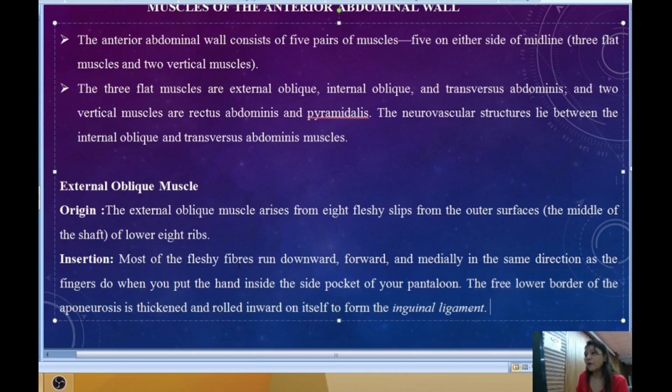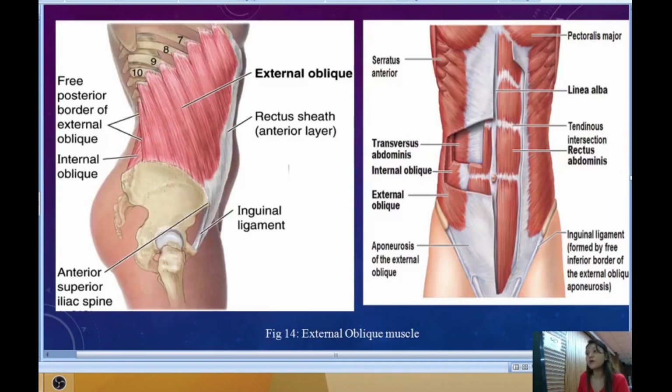Okay, and what is the direction of the external oblique muscle? It is downward, forward, medially. When you put both of your hands inside the pockets of your apron, the direction of your fingers, downward, forward and medially, that is the direction of the fibers of the external oblique muscle. So this is the direction, like putting the hands in the pockets: downward, forward and medially.